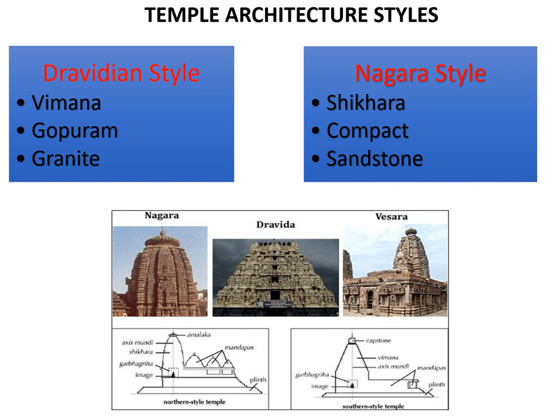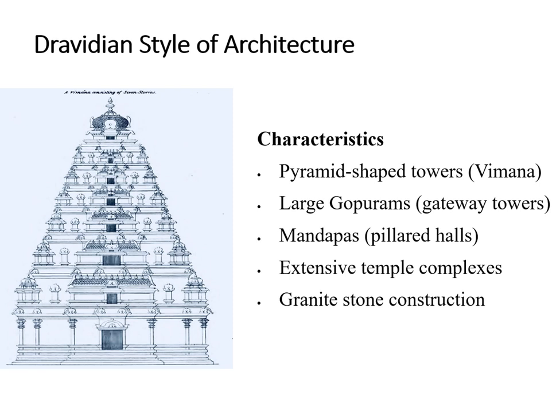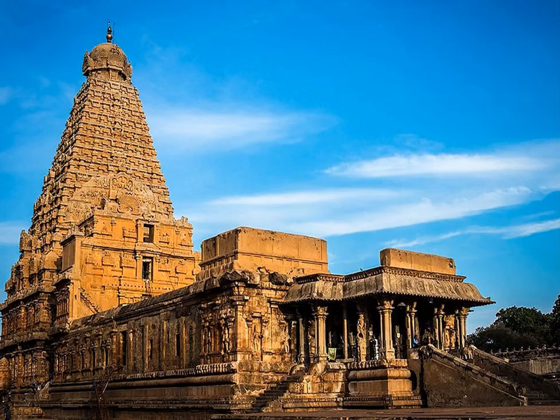In the Dravidian style of architecture, the main characteristics are pyramid-shaped towers, which we call Vimana. It has large gopuras, where the gateway towers are associated. The mantapas, called the pillared halls, and extensive temple complexes are all made out of granite stone structures. These are the characteristics of the Dravidian style.